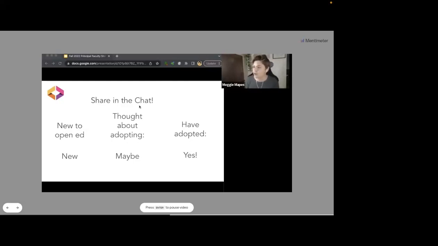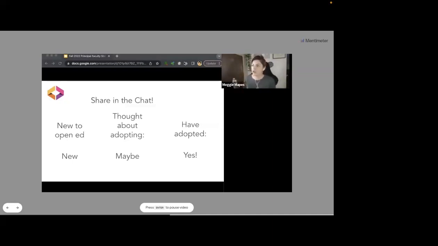Okay, so we've got some new folks who are sharing in the chat, someone who has already adopted, ready to adopt, sort of new, have adopted some kind of open campus resources, amazing, starting to think about adoption for the fall. Okay, this is excellent. It looks like we have a span of folks, and I like to do it not just for my own knowledge gathering, but also because you all are going to be your best resource on campus as you continue to move forward and think about the integration of open resources.